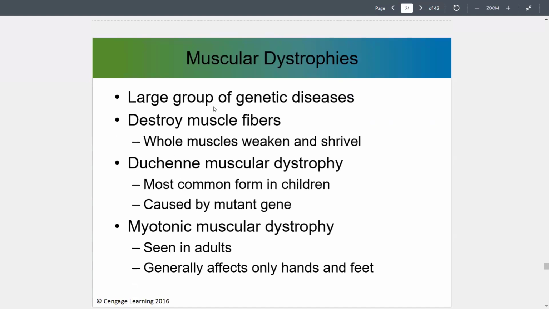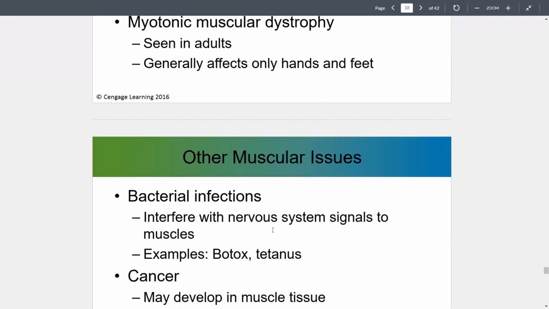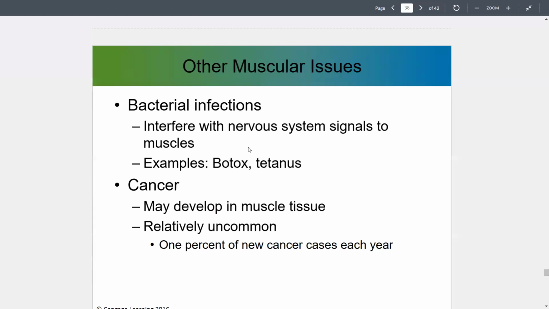And then muscular dystrophy is a disorder, a disease. There's a whole bunch of different ones. It destroys muscle tissue, so it causes your muscles to weaken. Duchenne muscular dystrophy is one type, and then myotonic muscular dystrophy. You can also get bacterial infections that can cause problems with the nervous system.